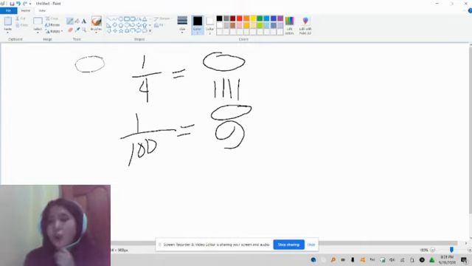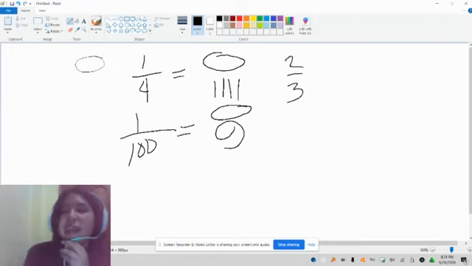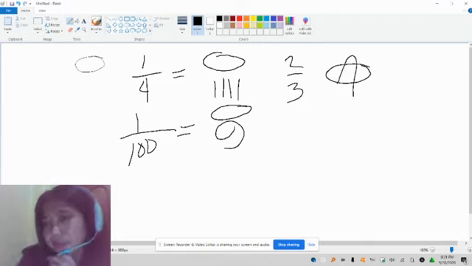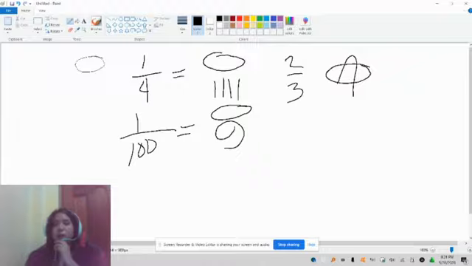So aside from unit fractions, a special character that they use is 2/3. The symbol that they use for 2/3 is also a long elongated oval, but with a mark like this. So this is how they write 2/3.